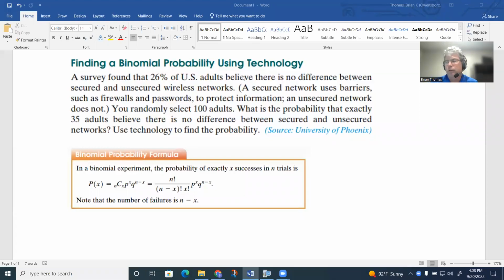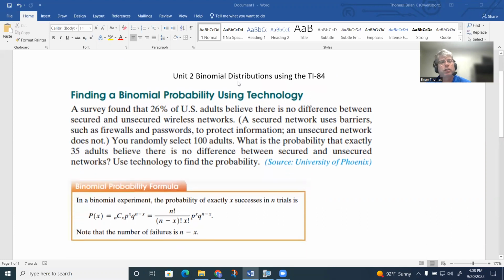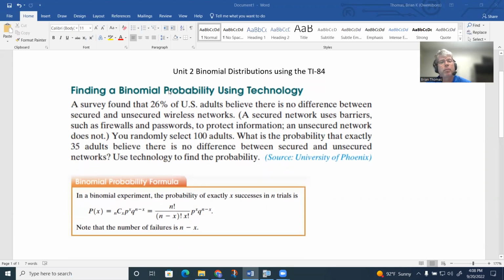As we move into 4.2, we get into what we call binomial distributions. And one of the questions you come across is finding the binomial probability for the distribution. And what I want to do is just show you how to use technology for this.